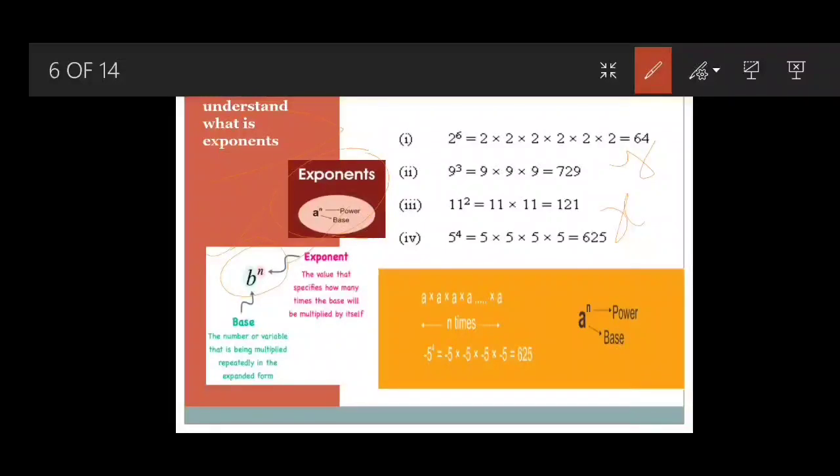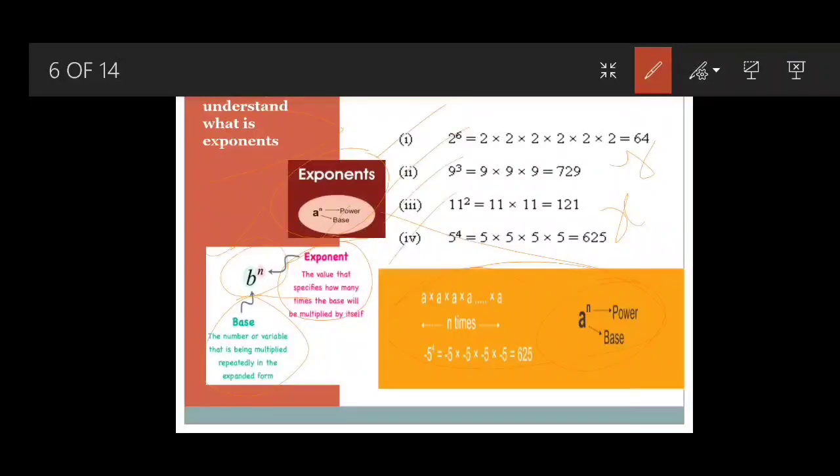Here the definition is again mentioned for you all to understand. Exponent is the value that specifies how many times the base will be multiplied by itself. And what is the base? Base is the number or variable that is being multiplied repeatedly in the expanded form. I hope everyone has noted it down and it is clear. So a into a, n times, can be multiplied. Don't get confused by the variables used by any writer or publisher in a book. Now, certain examples.